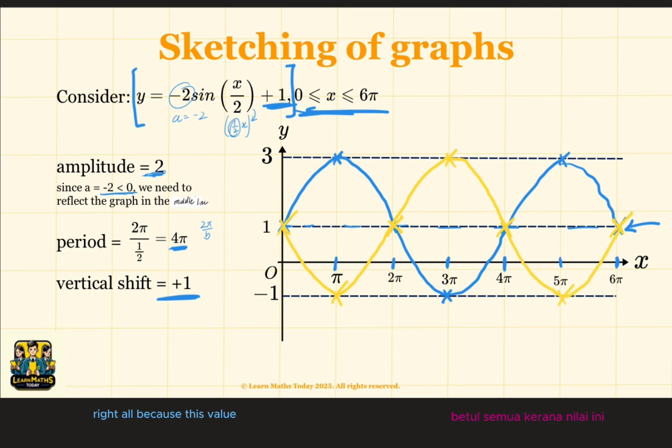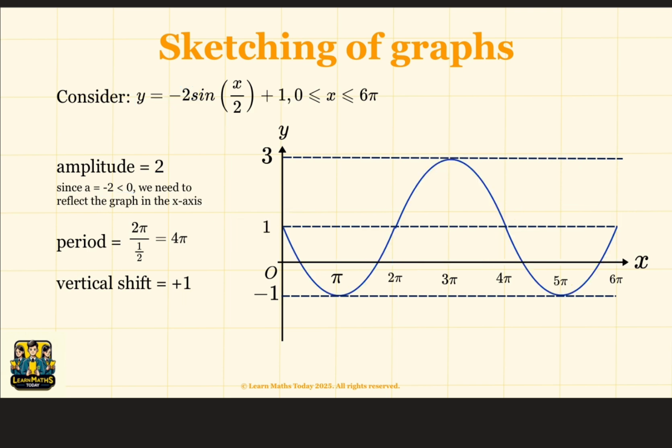All because the A value is negative, so we need to reflect the graph, okay? So do you realize that the yellow line is actually a perfect reflection of the blue line in the line y equals 1, okay? So this actually looks like this.